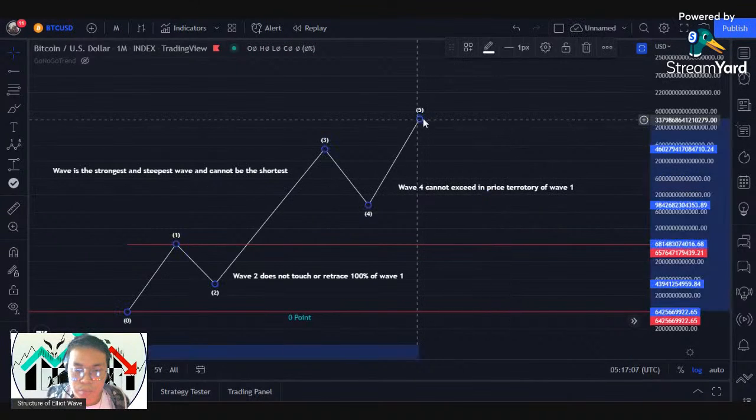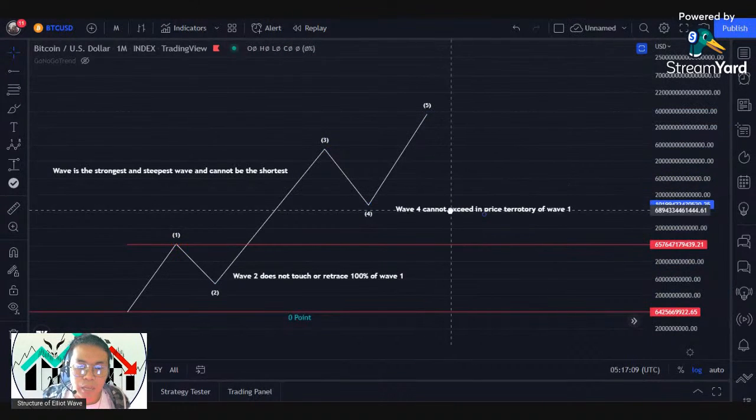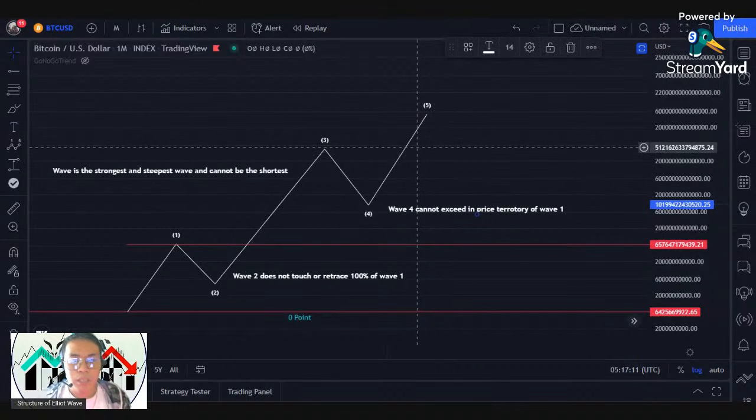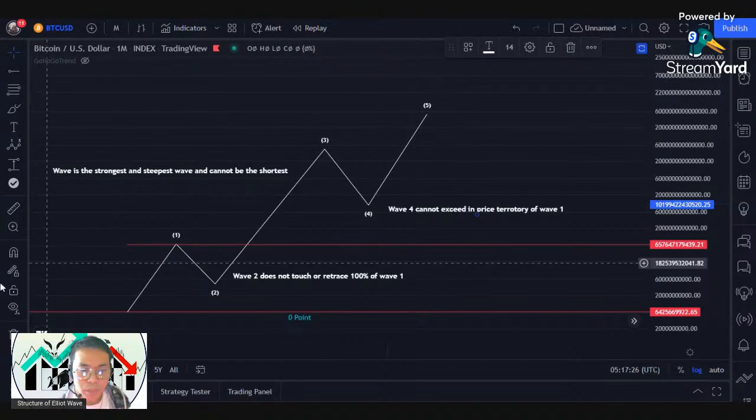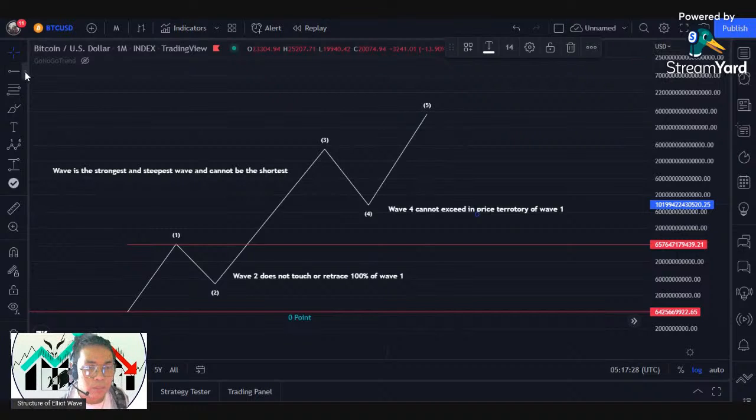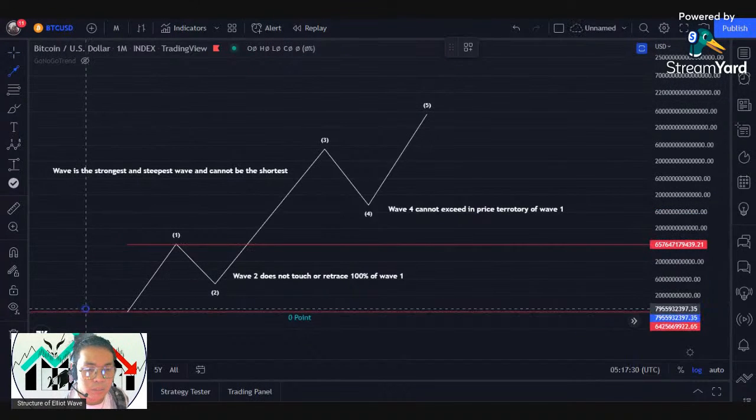Okay. And wave 5 is the last wave, which sometimes I did not trade, because this is the last wave. I'm waiting now for corrections. Okay, now what is correction and what is impulses? Okay, so here's the corrections.